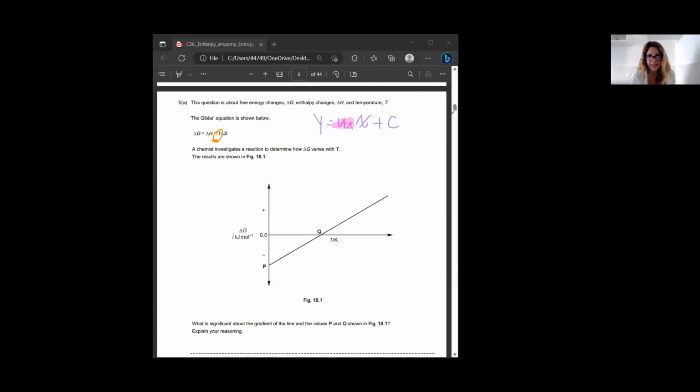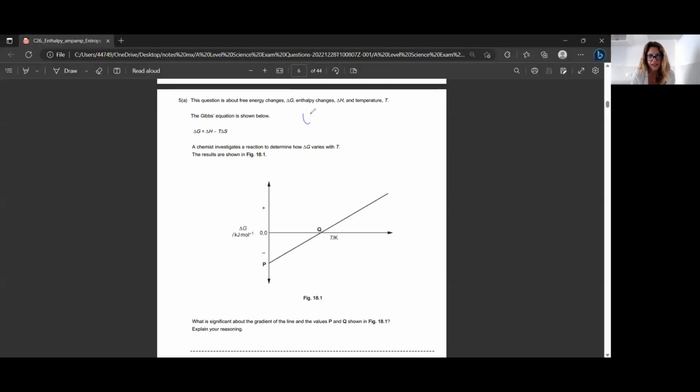So keeping in mind this equation, y is equal to mx plus c, we need to think about y, and we clearly have delta G. So let's write it here: delta G is equal to, what do we have at x? X would be plus T, so it's the temperature, a positive value. So what values are we missing? We are missing the delta H and the delta S.